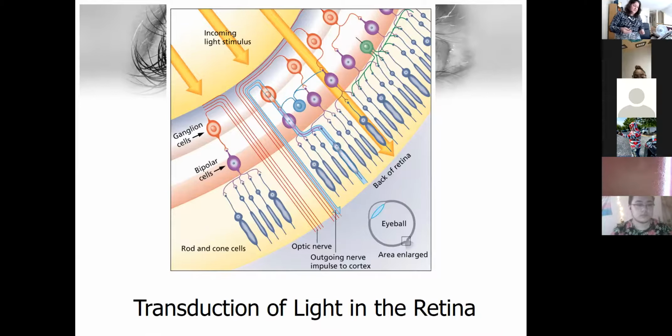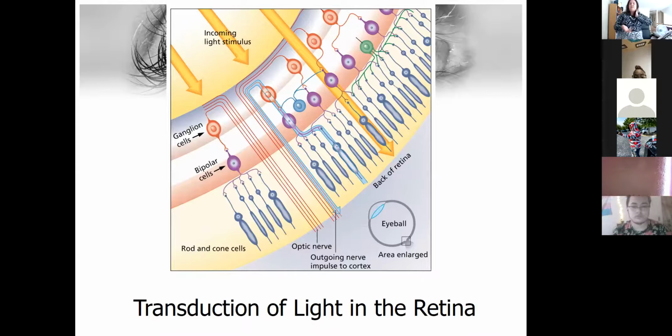So the bipolar cells essentially collapse the information from several rods or cones, and then they transmit it to the ganglion cells. So you can see each of the bipolar cells is talking to several different rods and cone cells. And then each bipolar cell talks to one ganglion cell. And the ganglion cell is what then transmits it to the brain. So the axons of the ganglion cells are what make up the optic nerve.